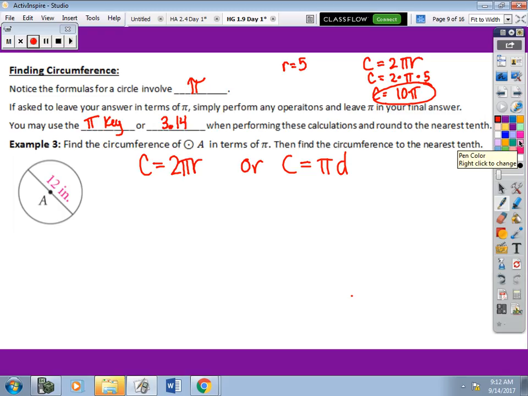Now 12, what is 12 representing in this circle? The diameter. So technically if you were doing the formulas, this would be the better one. Otherwise, you would have to cut this in half to find out that the radius was 6 and plug it into that formula. Okay, so one or the other.